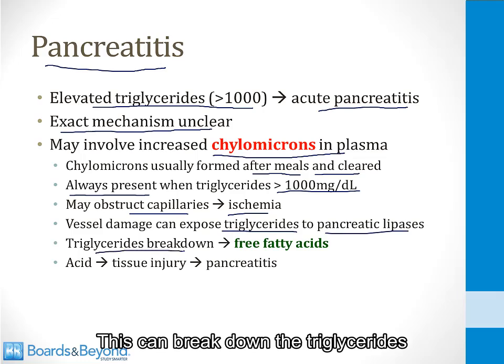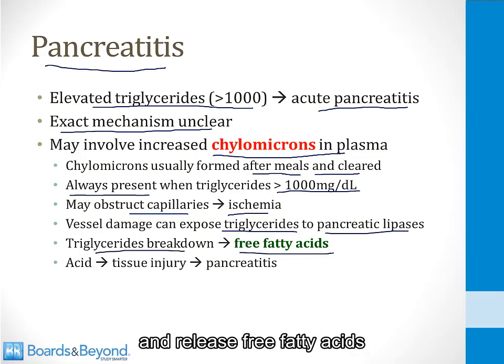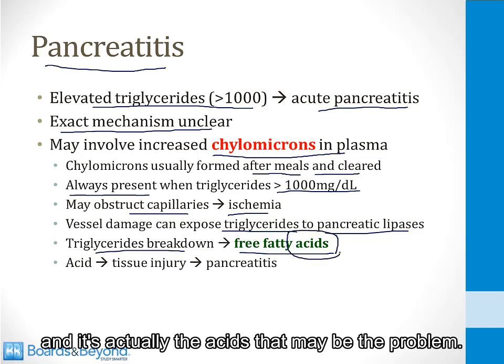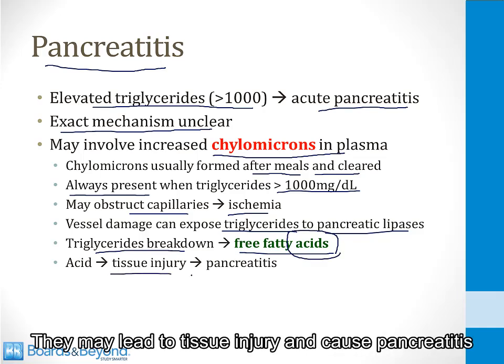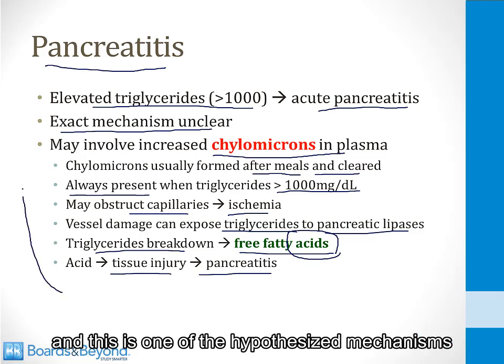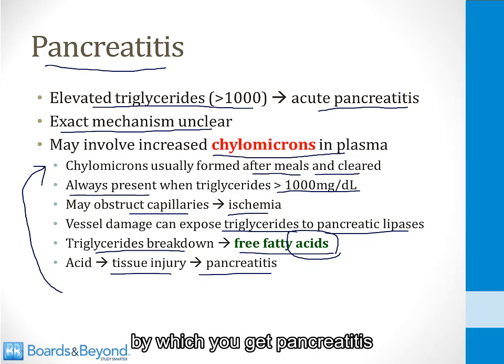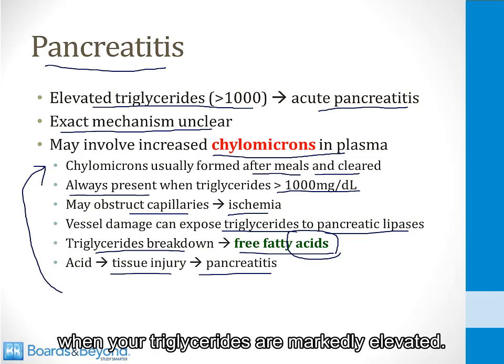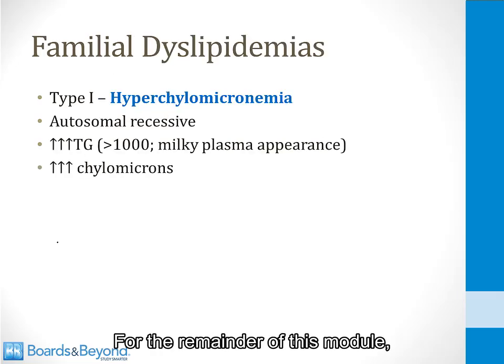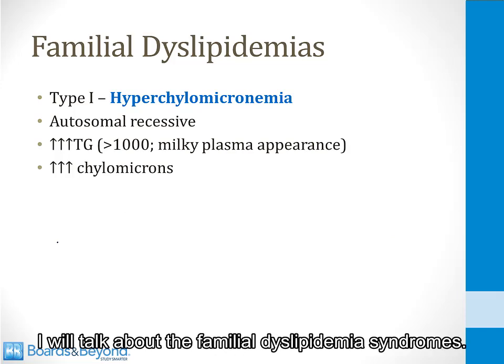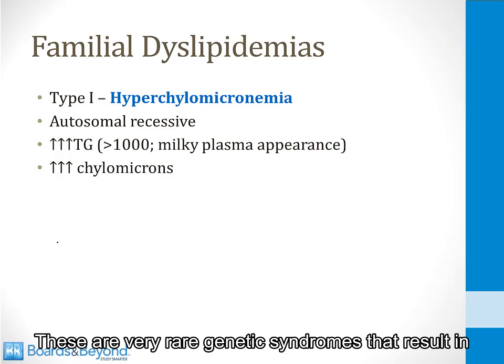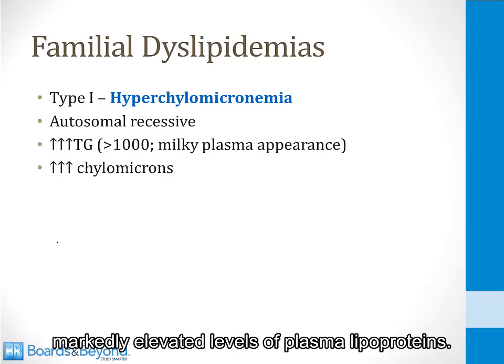This can break down the triglycerides and release free fatty acids, and it's actually the acids that may be the problem. They may lead to tissue injury and cause pancreatitis, and this is one of the hypothesized mechanisms by which you get pancreatitis when your triglycerides are markedly elevated. For the remainder of this module, I will talk about the familial dyslipidemia syndromes. These are very rare genetic syndromes that result in markedly elevated levels of plasma lipoproteins.